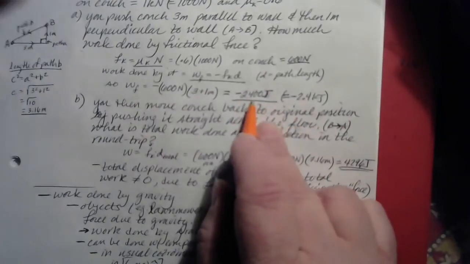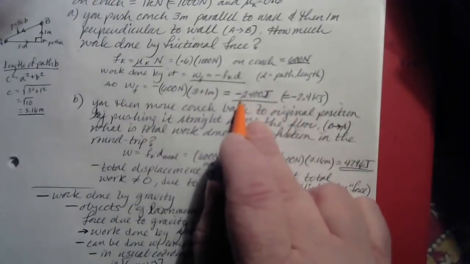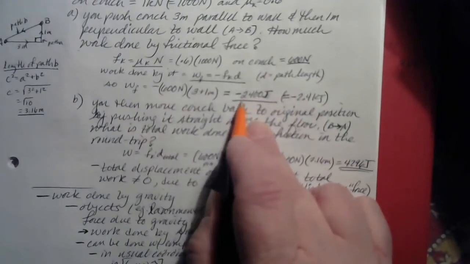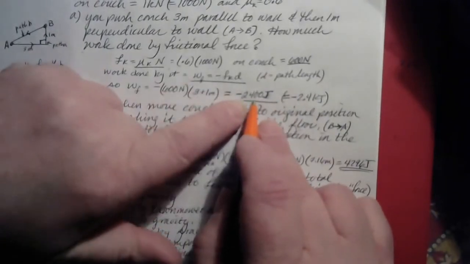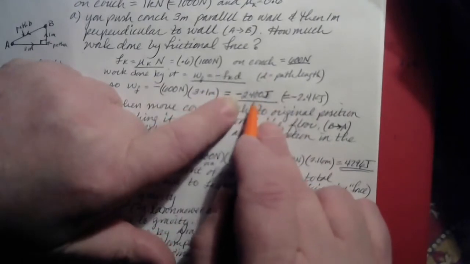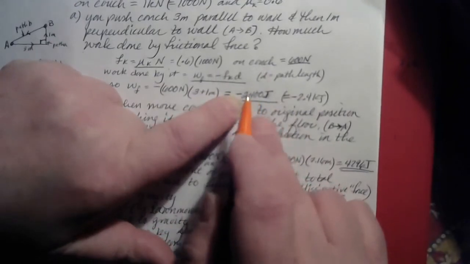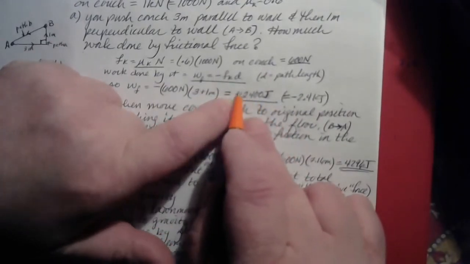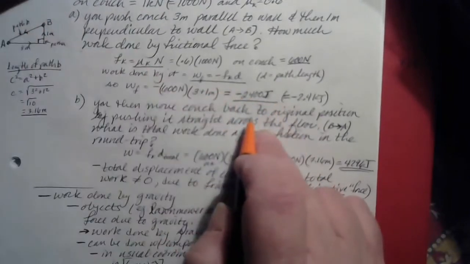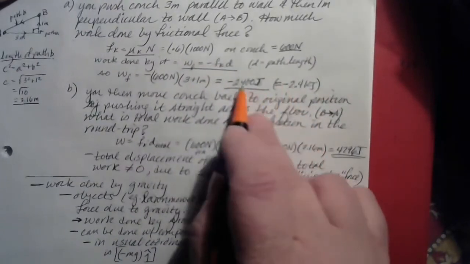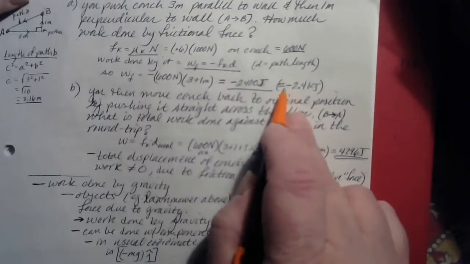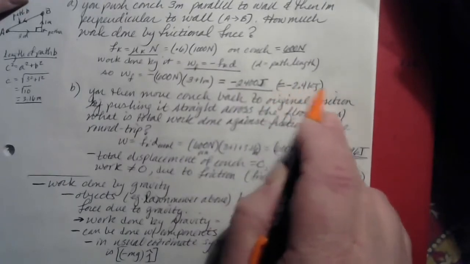gives you negative 2,400 joules of work that's done by the frictional force. It's negative because it's against the direction of motion. And that's also how much work you would have to do just to overcome friction. It would be positive 2,400 joules. 2,400 joules could also be written as negative 2.4 kilojoules.